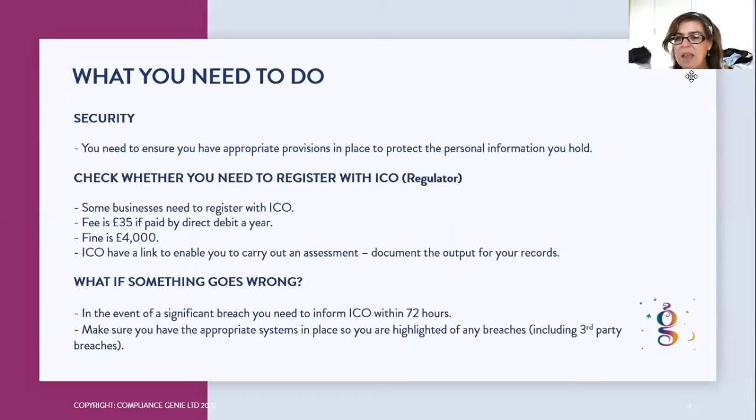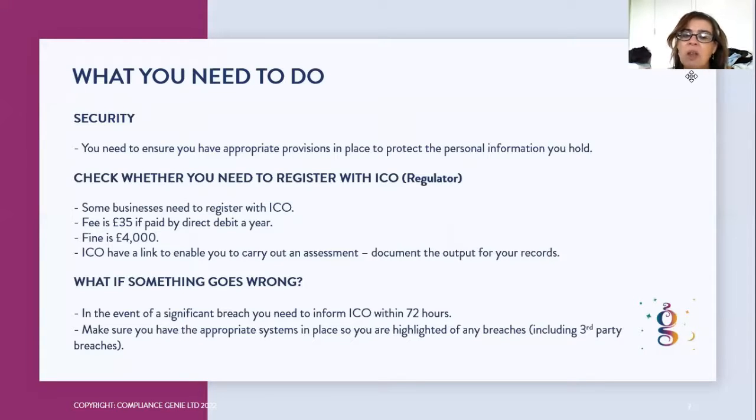I do see a lot of people emailing personal information without any protection on whatsoever. Some of this stuff is quite sensitive, especially if you're collecting medical information, there are extra provisions around that. So you need to be very aware of how you're transferring things.